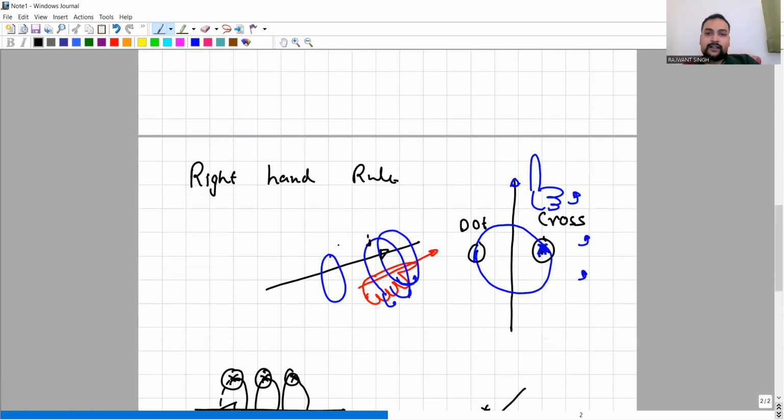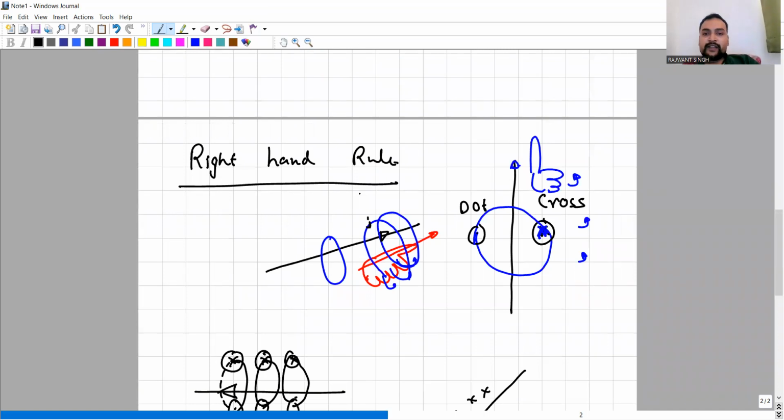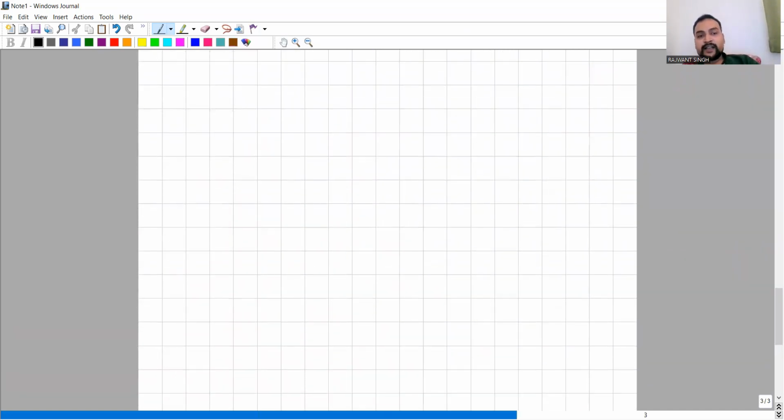Now, these are the directions of the magnetic field when the current carrying conductor is a straight line. So if I draw a straight line conductor like this, or like this, anyway, for straight line conductors, this is what you're going to use.